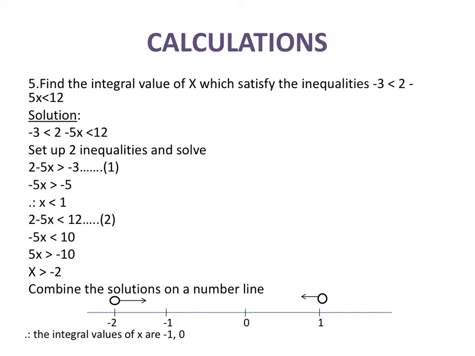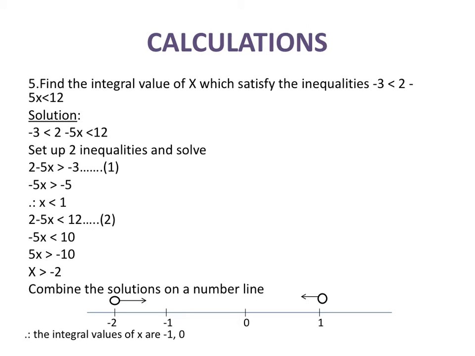2 minus 5x is greater than minus 3, and minus 5x is greater than minus 5. Therefore, x is less than 1. Then for the second inequality, 2 minus 5x is less than 12. Minus 5x is less than 10. 5x is greater than minus 10, and x is greater than minus 2.